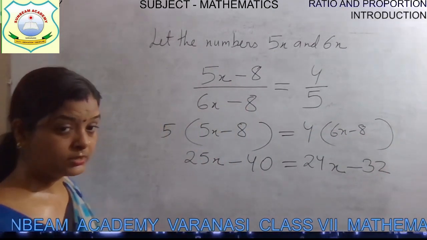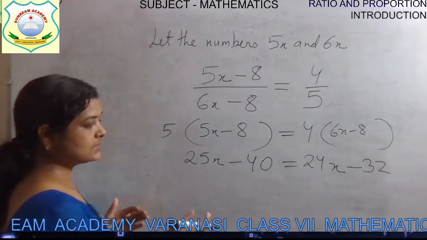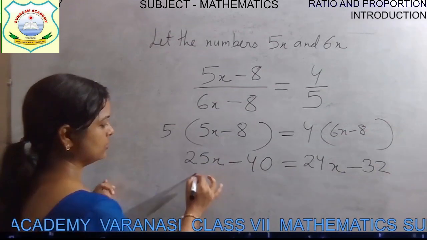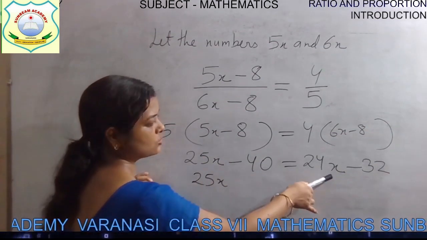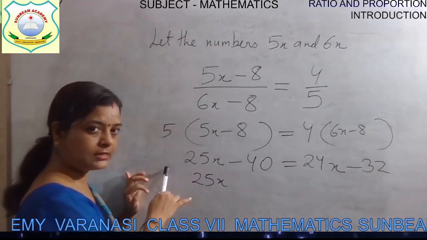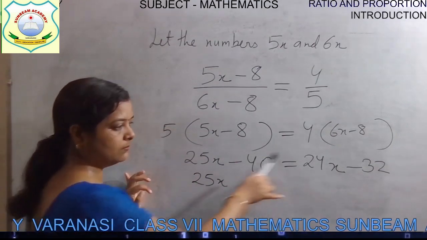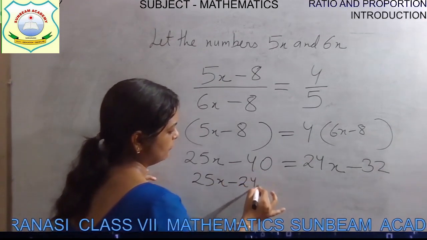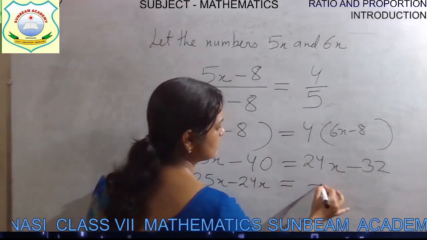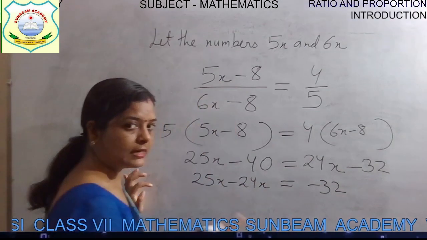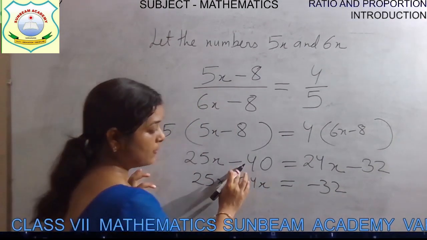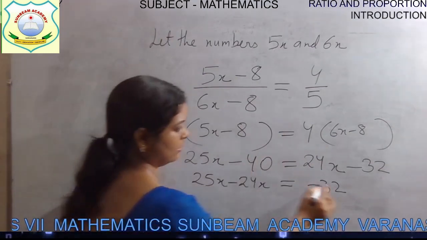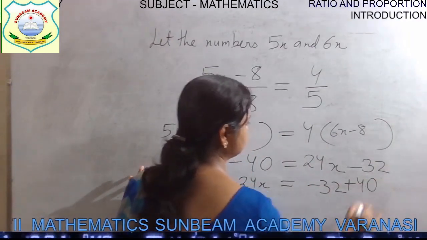Simplified. Now we still have to find the value of x, separating the variable on one side and the constant on the other side. So 25x, this 24x will be transposed to the LHS. It is a variable term, so it will be transposed here. 24x is equal to minus 32, which is already on that side, so keep the minus with it. Minus 40 when transposed to the RHS will become plus 40. So write down plus 40.